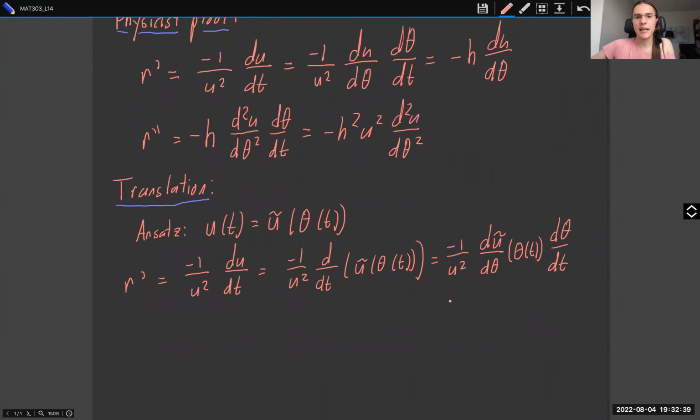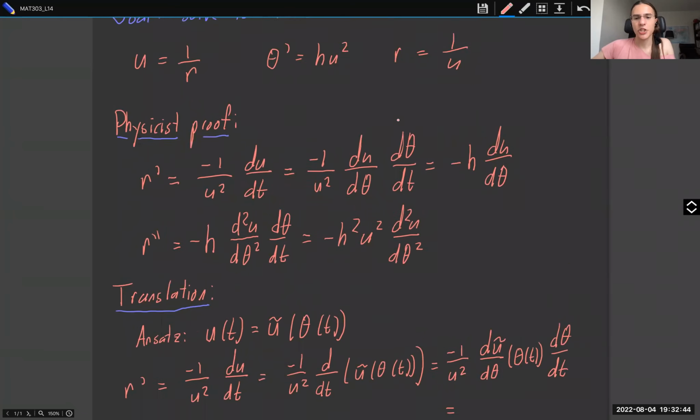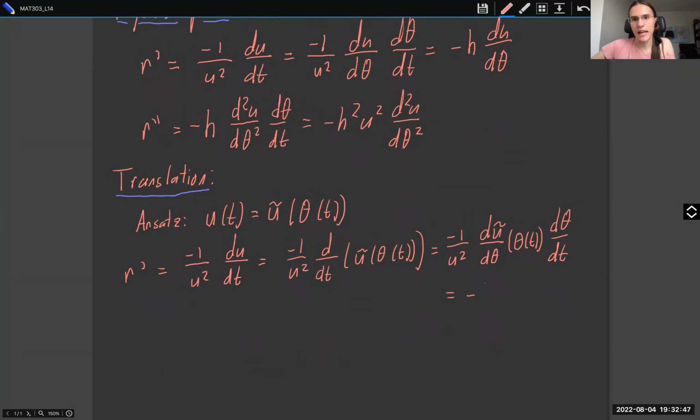And then we get the same line as before. d theta dt is h u. So this is negative h d u tilde d theta, the arguments evaluated at theta of t. So if you imagine u tilde as a function of some parameter, which we're going to call theta, then that parameter is different from this theta. So maybe we can say u tilde is equal to u tilde of theta tilde.